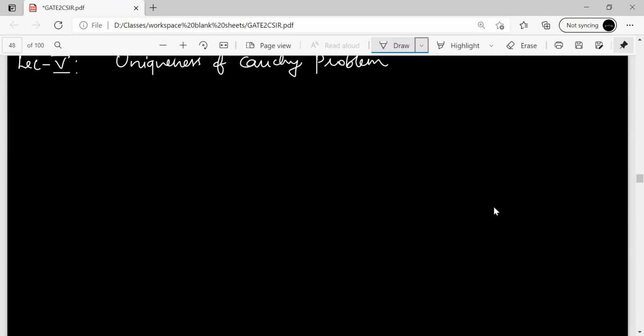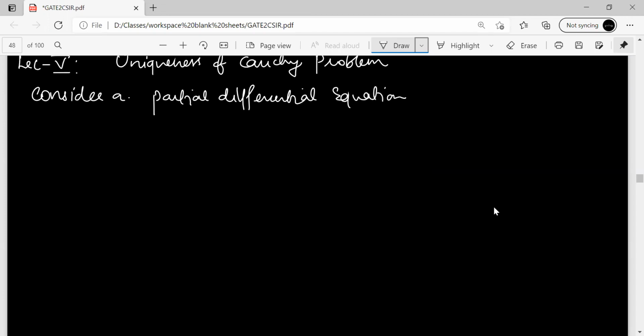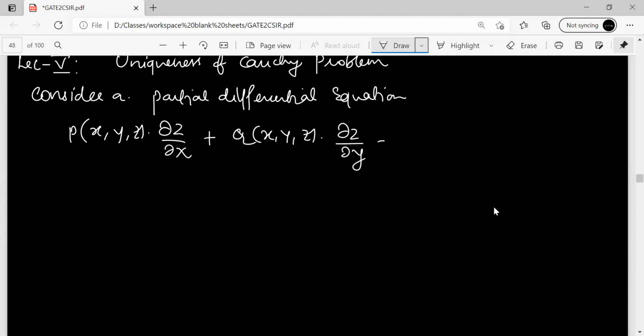So consider a partial differential equation of, let's say, p of x, y, z times del z over del x plus q of x, y, z times del z over del y equal to r of x, y, and z, right?